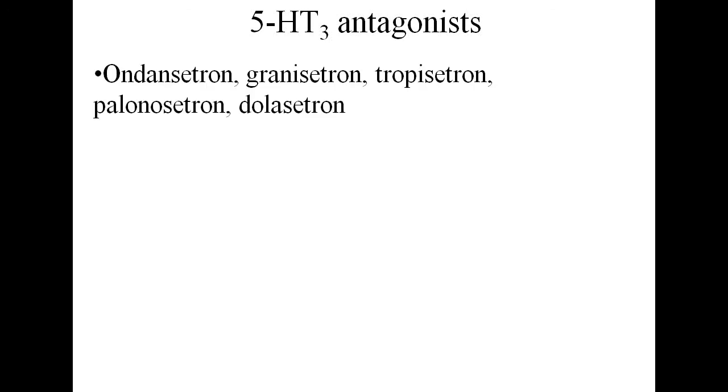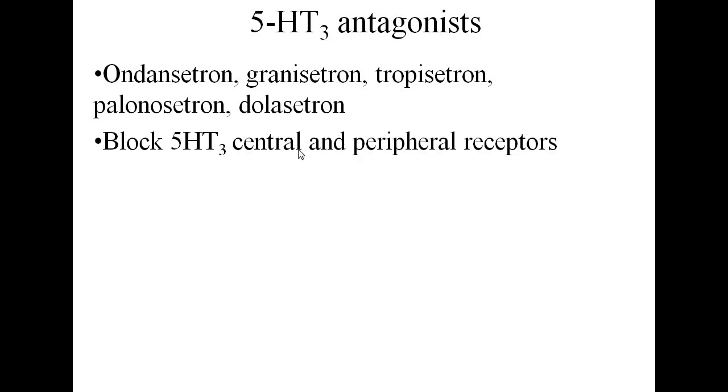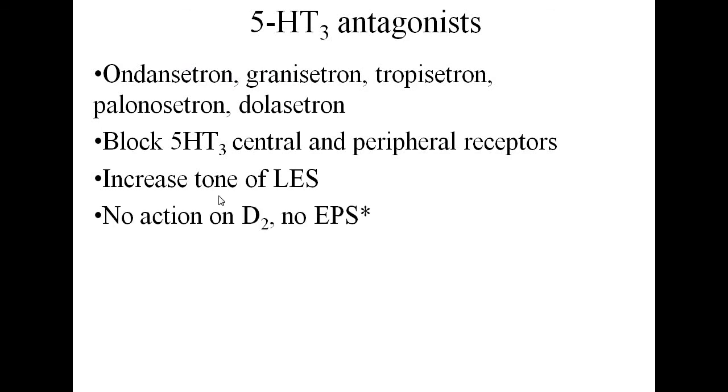This group includes ondansetron, granisetron, tropisetron, palonosetron and dolasetron. So these drugs block the 5-HT3 receptors both in the brain and in the gastrointestinal tract, thus preventing nausea and vomiting. In addition, ondansetron group increases the tone of the lower esophageal sphincter.